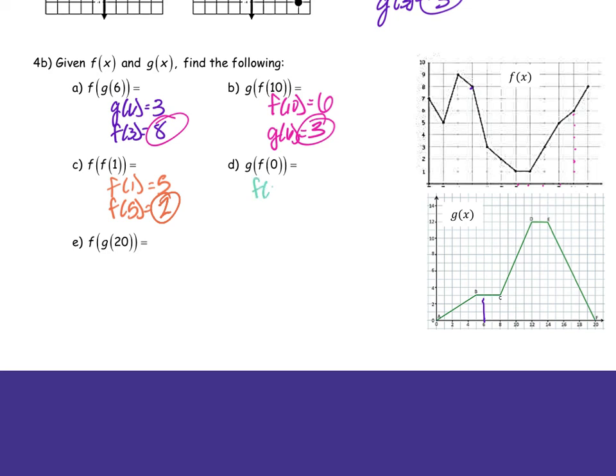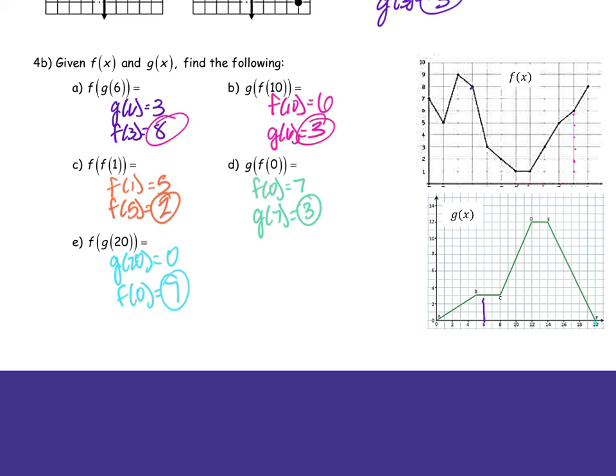And then we're finding f of 0. Well, f of 0 is at 7. And then g of 7 is also at 3. And then the last one, I'm finding g of 20. G of 20 is at 0. And then f of 0 is at 7, since we already found that one. Okay, questions? Nice job. Anybody have any questions or see what you did incorrectly if you gave me the incorrect answer?